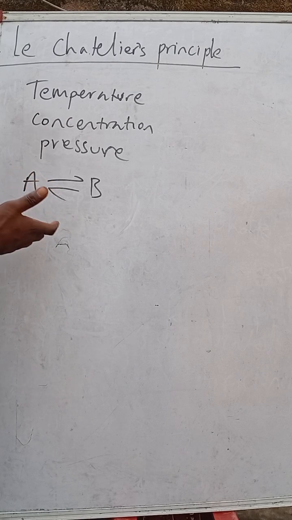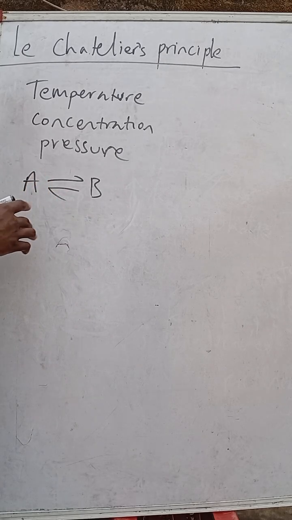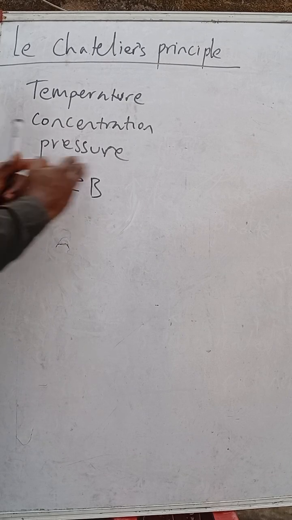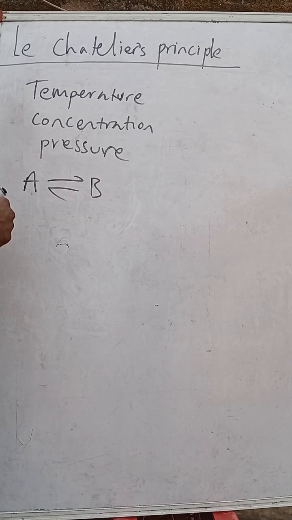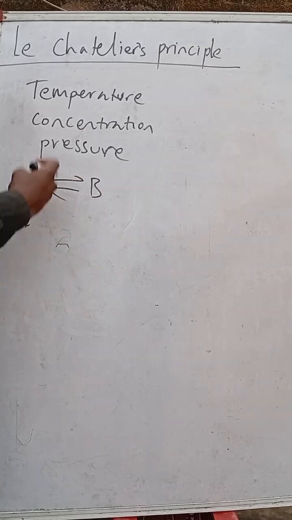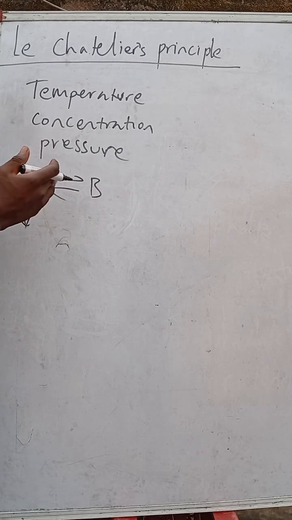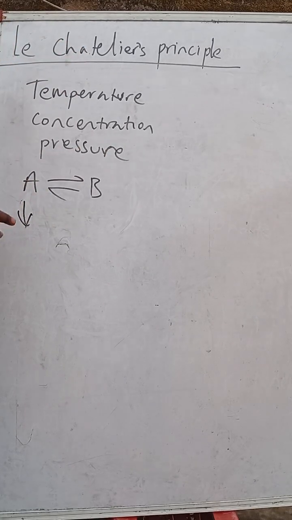Now when equilibrium is established at this point, if I change the concentration of A, the equilibrium position will have to shift. Maybe the equilibrium will shift towards the side of B, allowing more B to be formed so that equilibrium is restored. If I increase the concentration of A or remove A from this system, then more B or more A will be formed in order to restore the equilibrium. So this was the basic principle, the basic ideology behind Le Chatelier's principle.